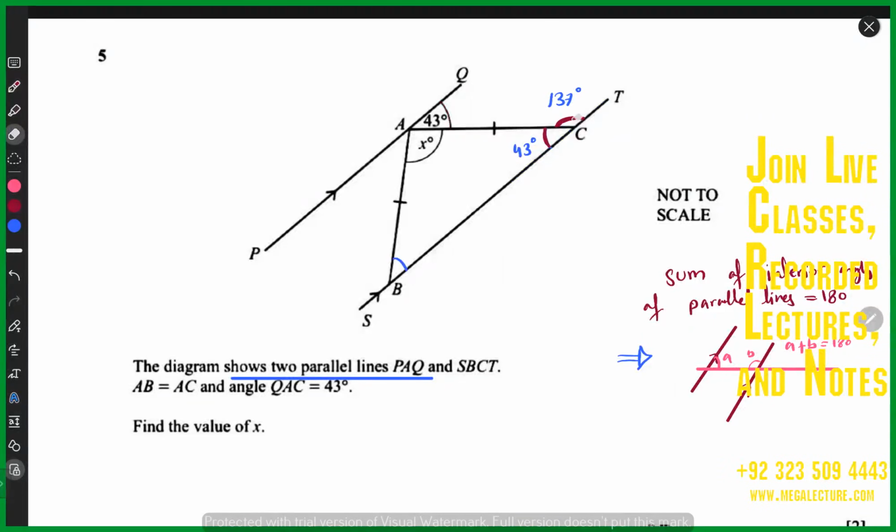This is what I know. And since ABC is an isosceles triangle, the two lengths are the same, so this angle is also going to be 43. Now what is X? Now you guys can easily find out X. Sum of angles in a triangle is 180 degrees. Just find out X quickly.